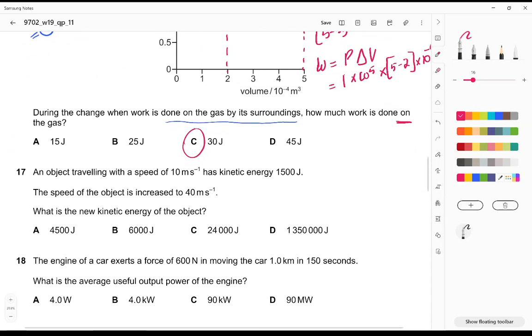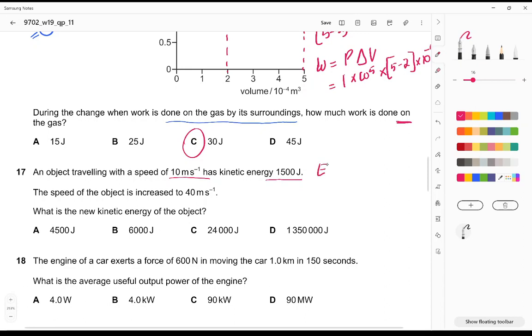Anyways, let's move on. An object traveling with the speed of this has a kinetic energy of this. The speed of the object has increased to 40 meter per second. What is the new kinetic energy of the object? Well, the thing is, what we can do is that, okay, what is the new kinetic energy of the object?